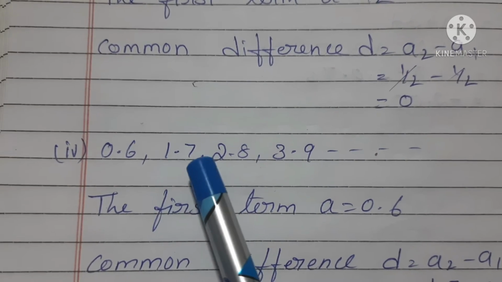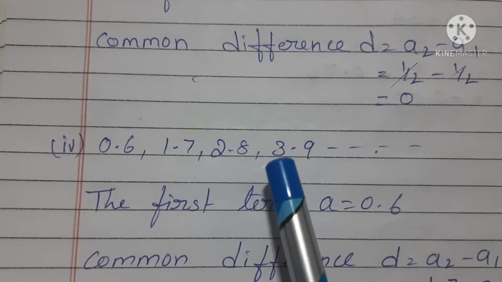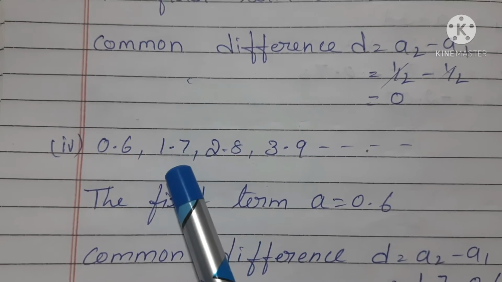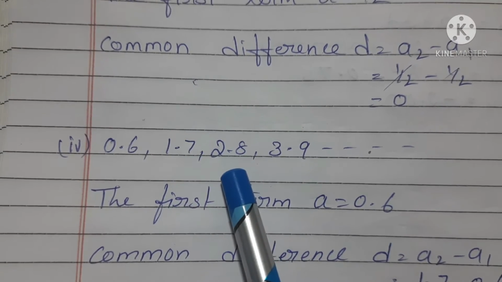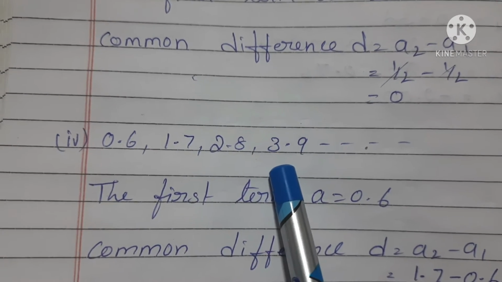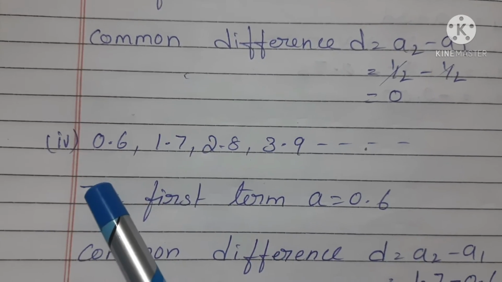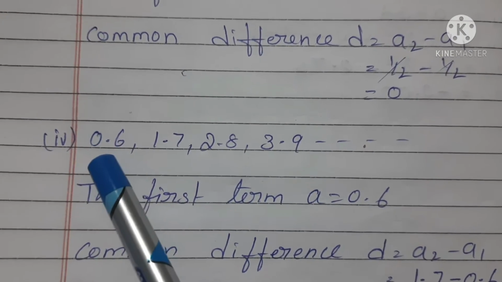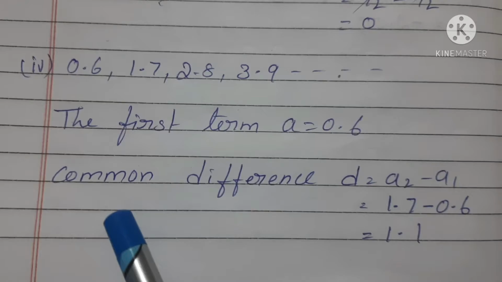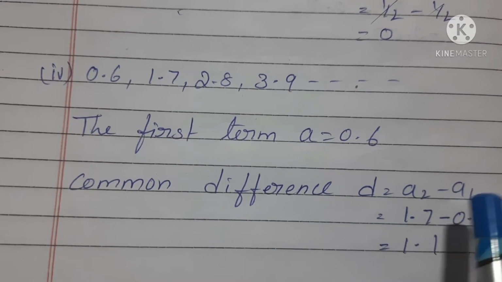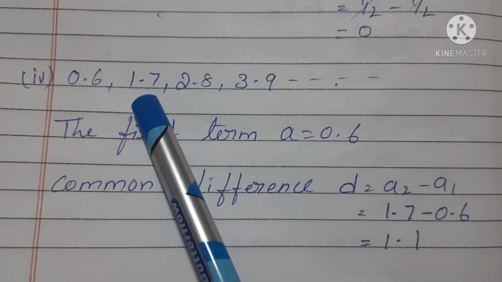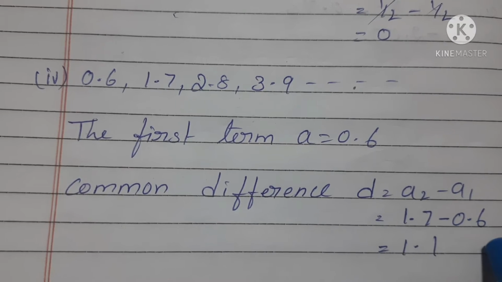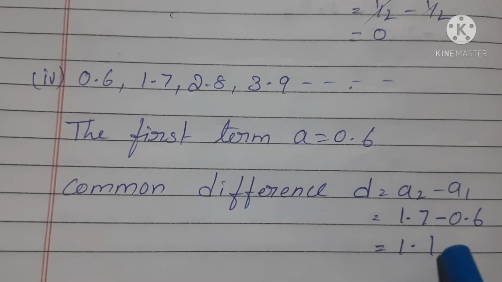0.6, 1.7, 2.8, 3.9, and so on. Here a1 is 0.6, a2 is 1.7, a3 is 2.8, a4 is 3.9, and so on. The first term is a1. That means the first term a is equal to 0.6 and the common difference d is equal to a2 minus a1. Here a2 is 1.7 minus a1 0.6. 1.7 minus 0.6 is equal to 1.1.